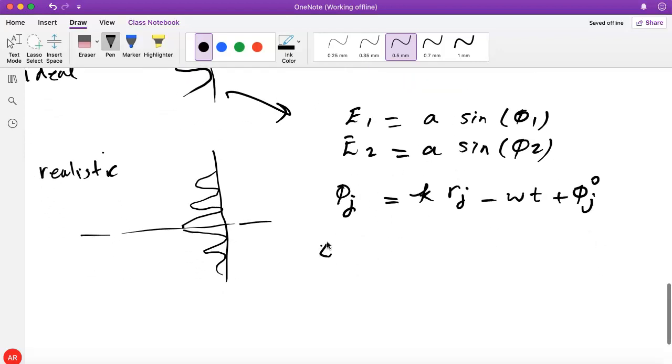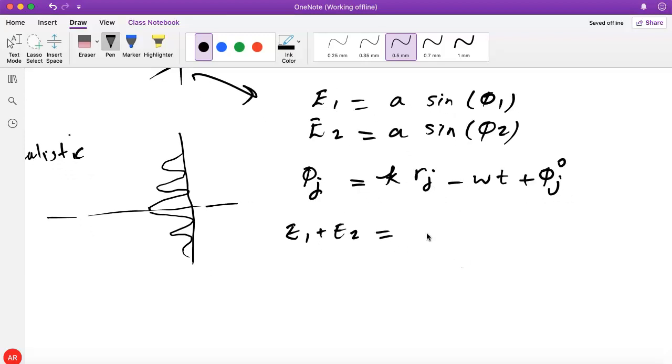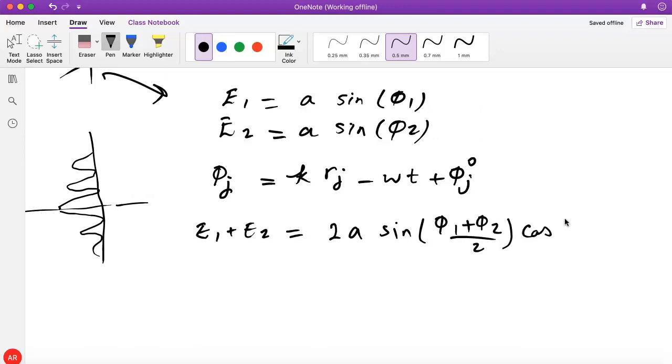So adding these, we had E1 plus E2. We derived this before, but let's write it again. We can write the sum of two sines as a product of a sine and a cosine. So this becomes 2a sine of the average phase times cosine of the phase difference over 2. Phase difference is just, let's say, phi 2 minus phi 1.